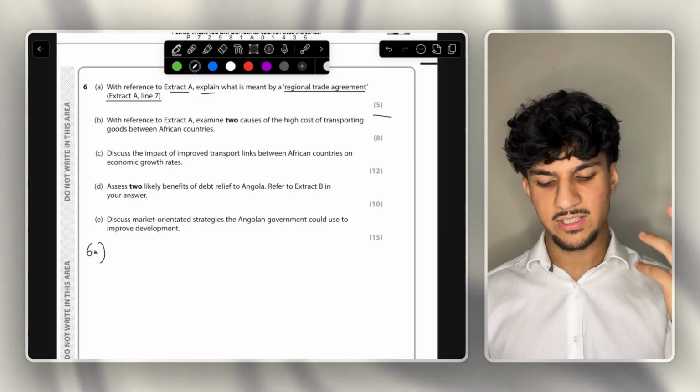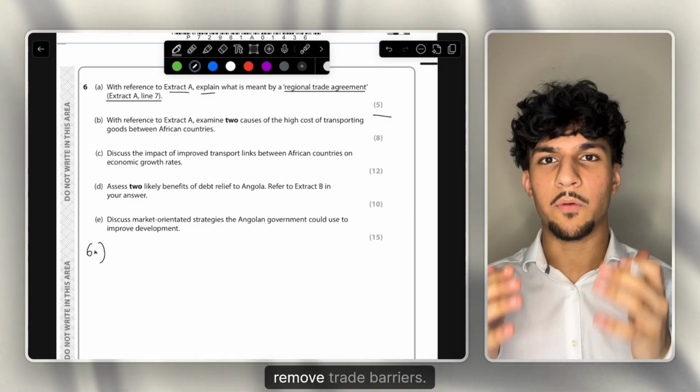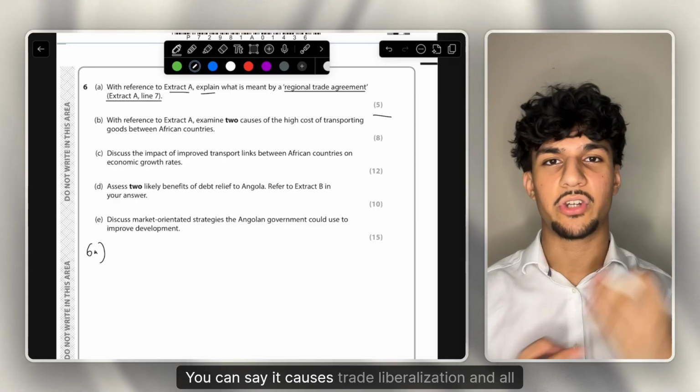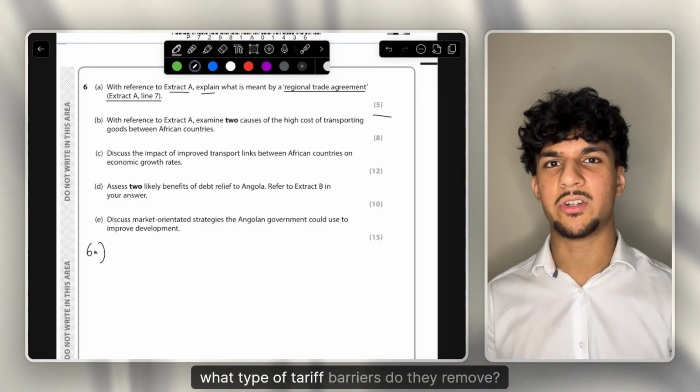And why does it work? What happens is these partner countries group together and agree to remove trade barriers. And by removing these trade barriers, it increases trade. You can say it causes trade liberalization and all these nice key terms. But what do they do? What type of barriers do they remove?